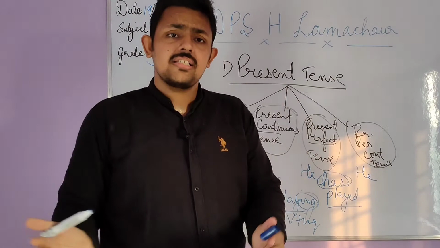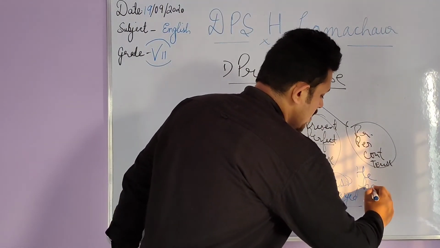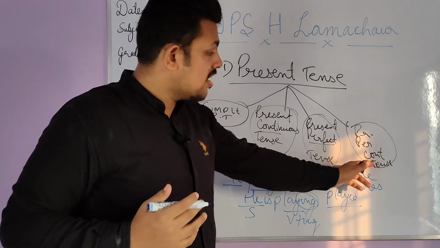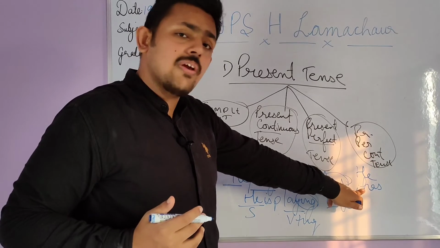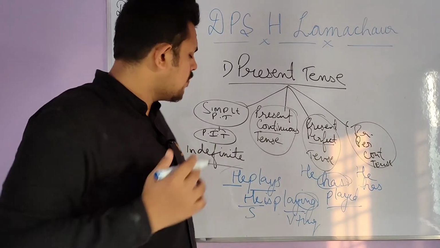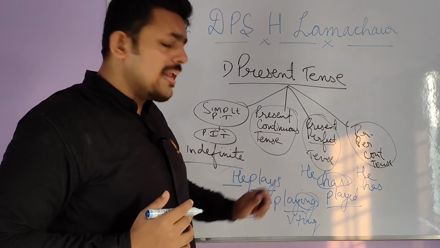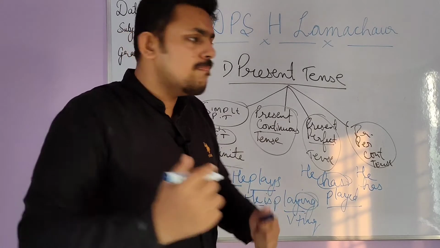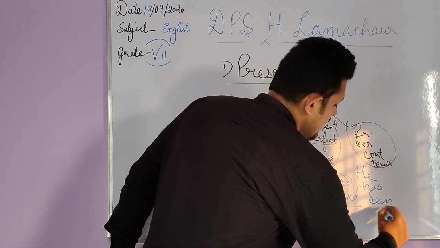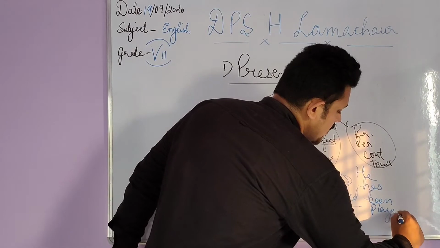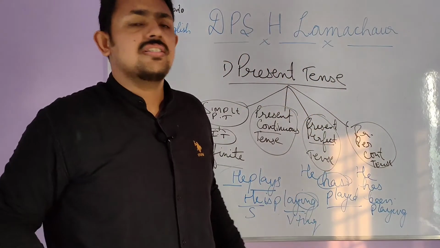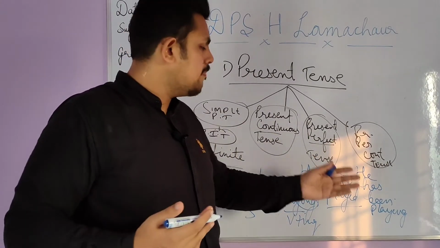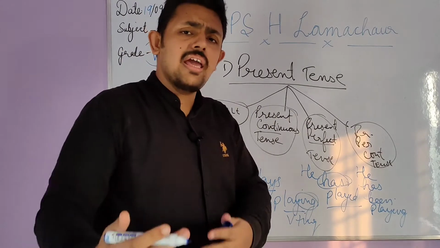We will use either has or have. With he we use has, with I we use have. Now we have the continuous, perfect and continuous. For perfect we have used has. For continuous, what will we use here? Playing was there. He has what? He has been playing. So whenever we have the present perfect continuous tense, we will use has with been. He has been playing.